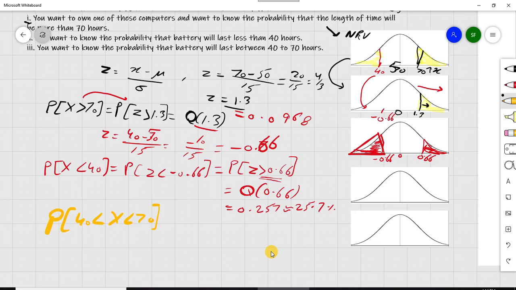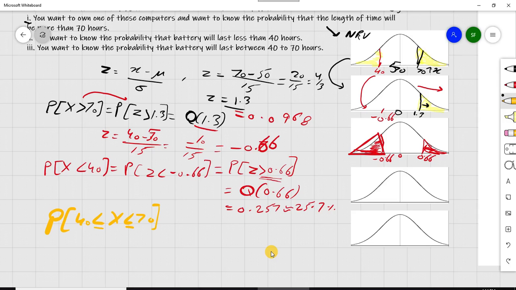Okay, so this is the answer that we need to give now. If you remember from our discussion, this is a continuous random variable, and equality or inequality does not matter. Either you write equal or you do not write equal, it would not affect the answer. So this is the probability that we need to find out.